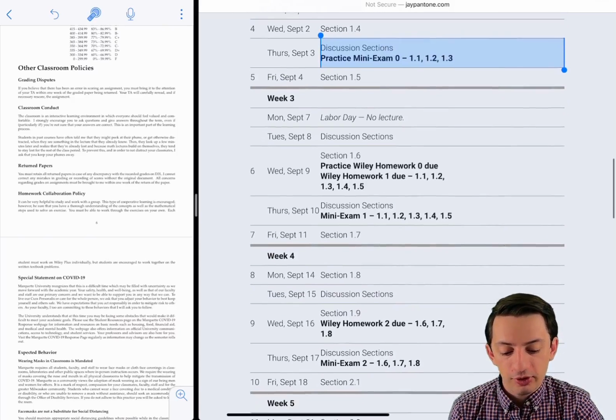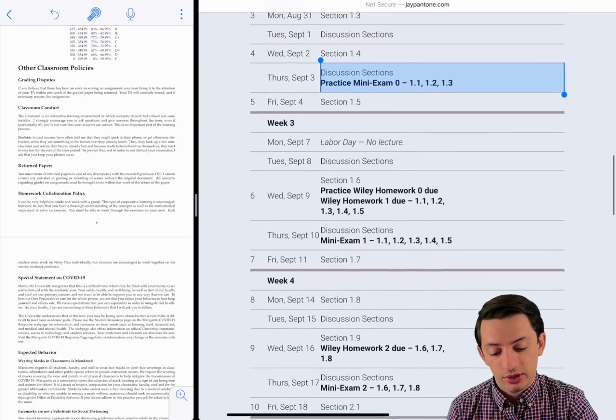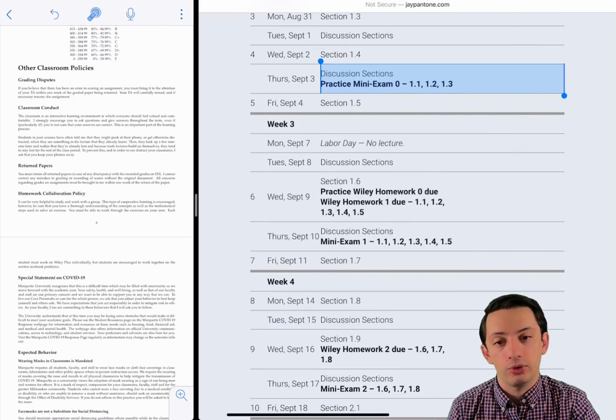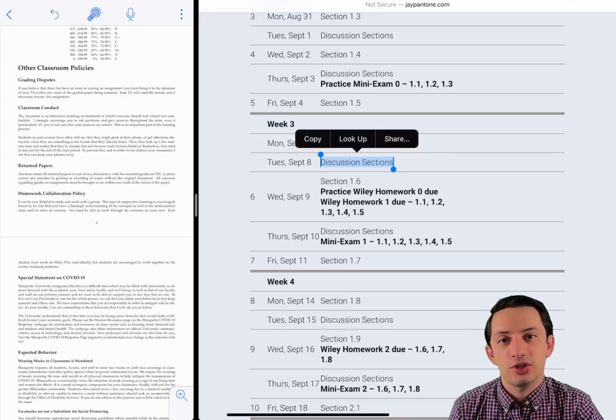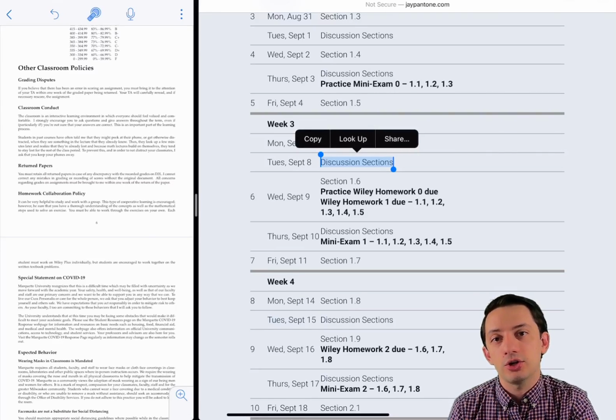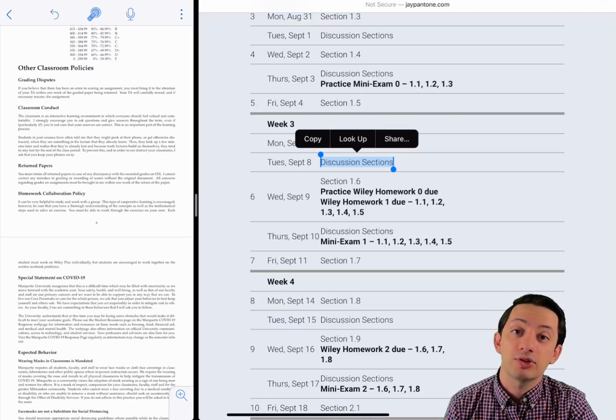Starting on week 3 is where you have your first Wiley assignment due and your first mini exam. So let's take a look at this. Here's what a normal week will look like. Normally on Monday you'll have a lecture, although on this day it's Labor Day, so we won't have a lecture. And on a normal week, the Tuesday discussion section will just be all questions. Now your TA may do some extra review to help out, but you should come prepared with any questions you have and your TA will answer them for you.